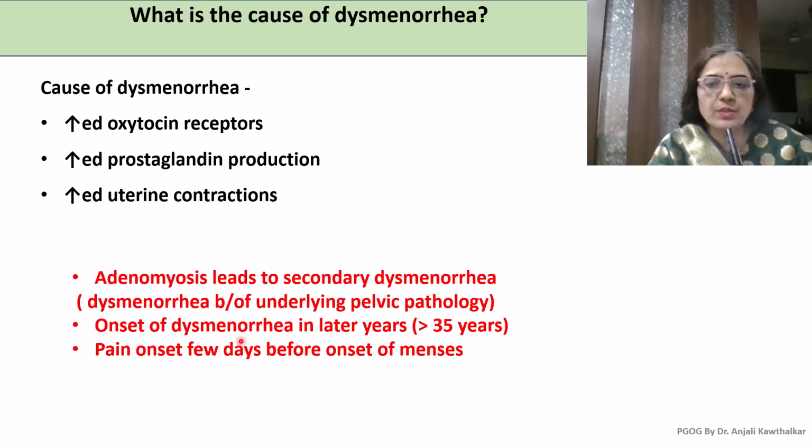Onset of dysmenorrhea is in later years. In cases of adenomyosis, it is observed in women with an age greater than 35 years. Pain onset is a few days before onset of menses. Typically, in secondary dysmenorrhea, pain starts a few days before onset of menses, whereas in primary dysmenorrhea, pain initiates with the initiation of menstruation. So it is one of the common causes of secondary dysmenorrhea. Adenomyosis leads to dysmenorrhea, and the type of dysmenorrhea is secondary dysmenorrhea.